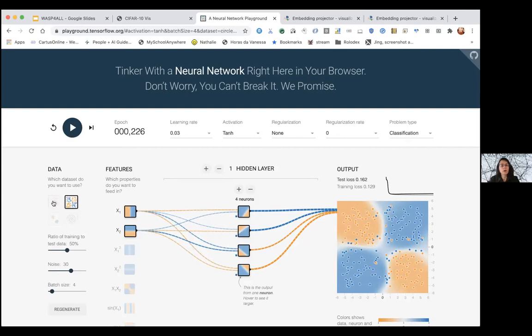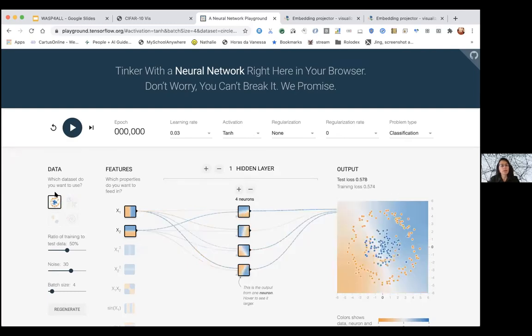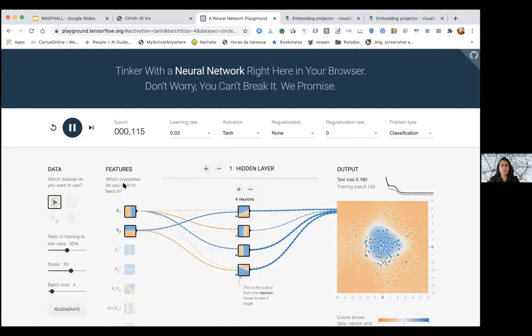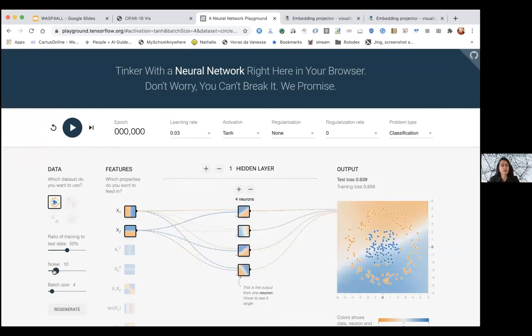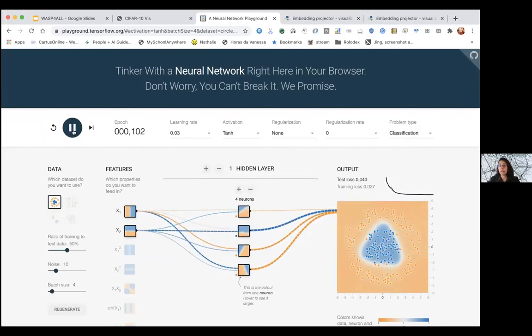And I can keep going. I can do this for, say, this kind of data, which is like concentric circles. If I play this, it does its thing and fits the concentric circles. I can change the level of noise. Right now I have a lot of noise here. If I lower the noise and I play it again, I can see it's a nicer fit, right?